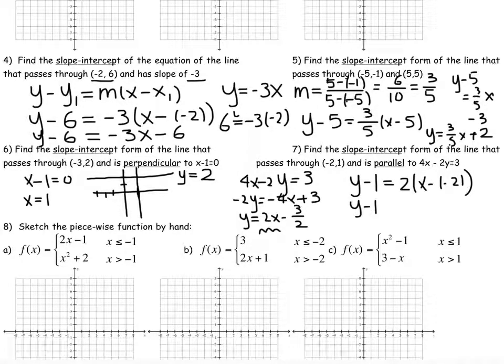Put that in slope-intercept form. Distribute the 2. So I have 2x, 2 times x, minus negative 2, again becomes positive. So that's 2x plus 4. Add 1 to both sides. Reduce this down to y equals 2x plus 5.